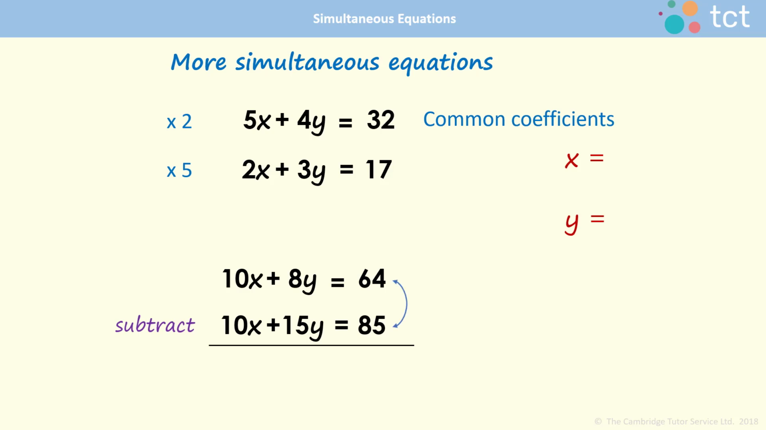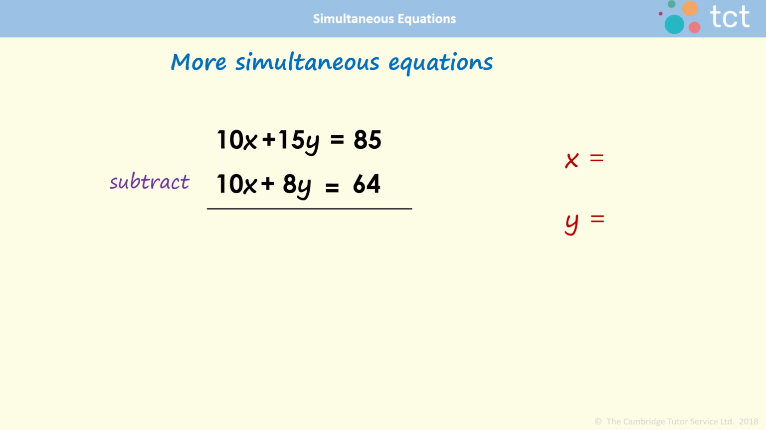It's often easier here, if that happens, to just swap them round. So I'm going to do that. I'm going to put them back to the top of the page so that we've got a bit more room to work. So I've swapped them round. I now have 10x plus 15y equals 85, and I'm going to subtract 10x plus 8y equals 64.